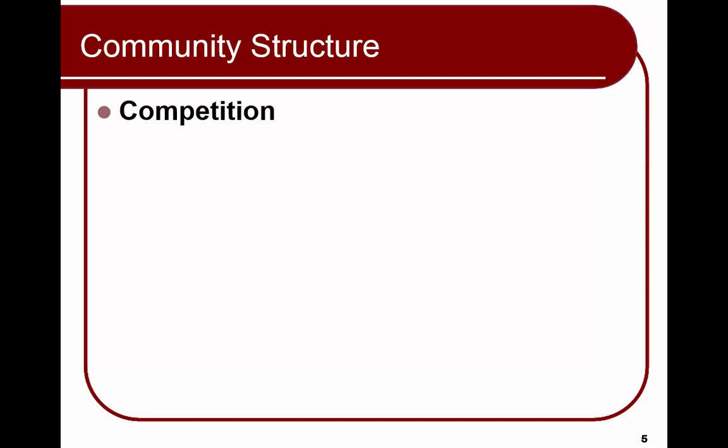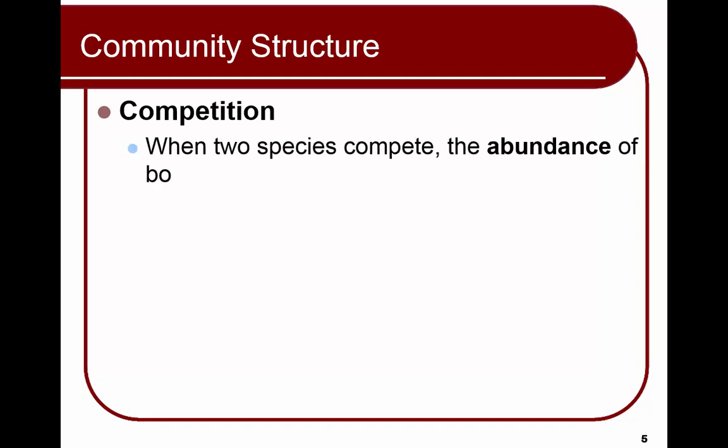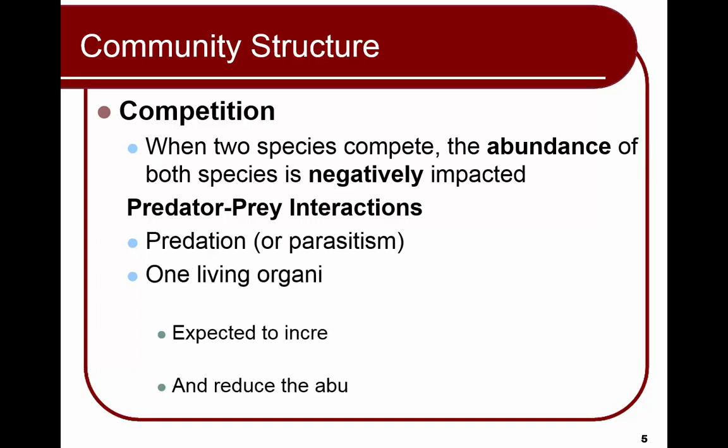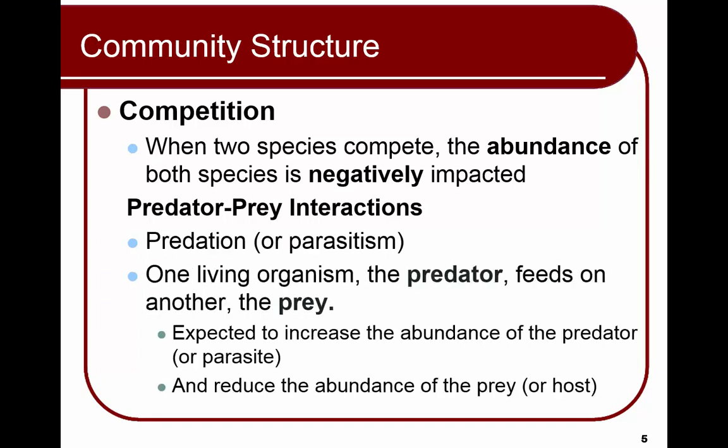Now, competition, we talked about some in the last chapter. This is when two species compete, and it can negatively impact the population of both species. Now, predation or predator-prey relationships, we've got predation. The predator eats the prey. And so you see more predators than you do prey. Eventually, it reduces the abundance of the prey.